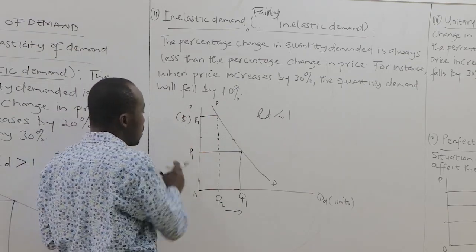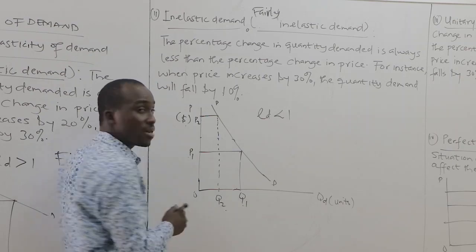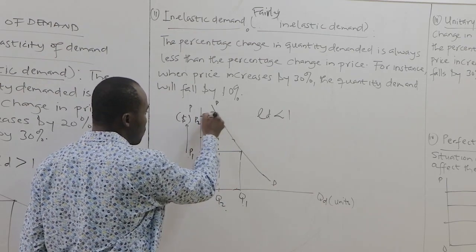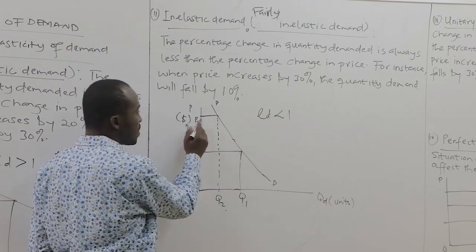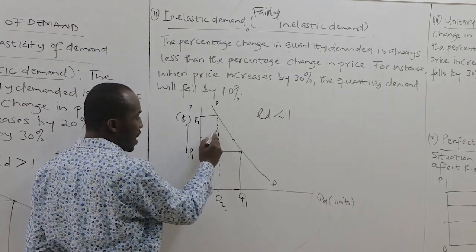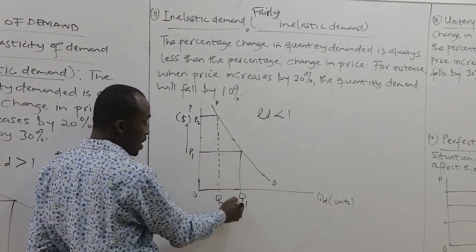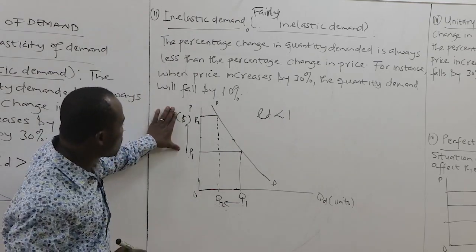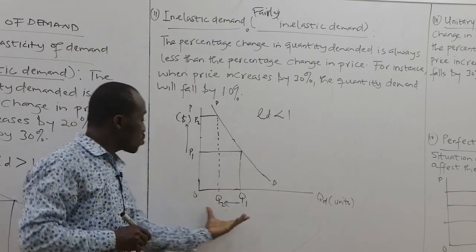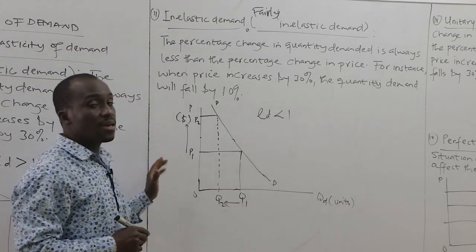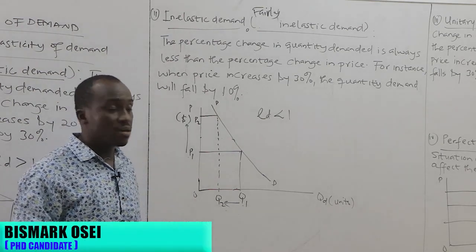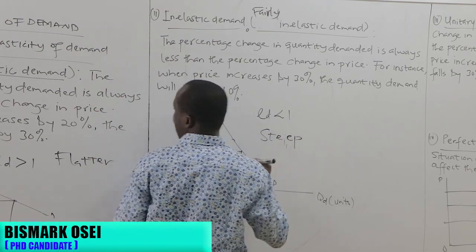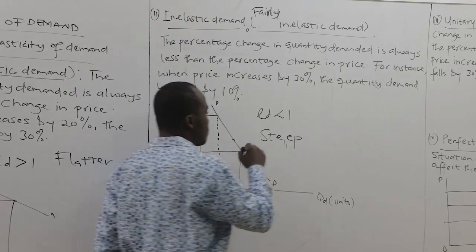The price was at P1 and people were demanding Q1, right? The price increased to P2. Demand falls. If you trace P2 to the demand line and bring it downwards, you're going to get Q2. So what do we have here? In this case, what do you see? There's a large change in price, but a small change in quantity demanded. That means the commodity is only slightly sensitive to change in price. And the demand curve here is steeper. In the case of elastic, it was flatter, but here it looks quite steep.